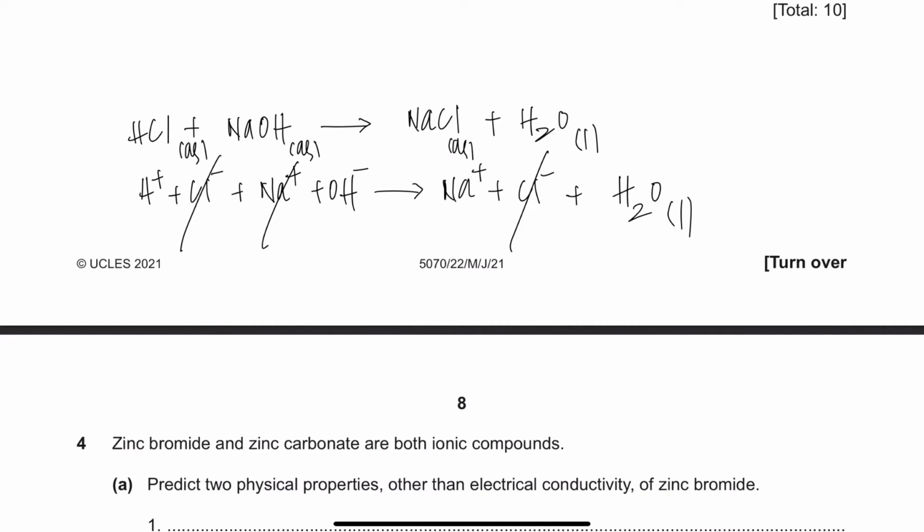The Na plus is the same on the right and on the left. The only thing that's different is the H plus is actually reacting with the OH minus to give you H2O. So realize that whenever you have an acid base reaction, the ionic equation is always going to be H plus with OH minus giving you H2O.